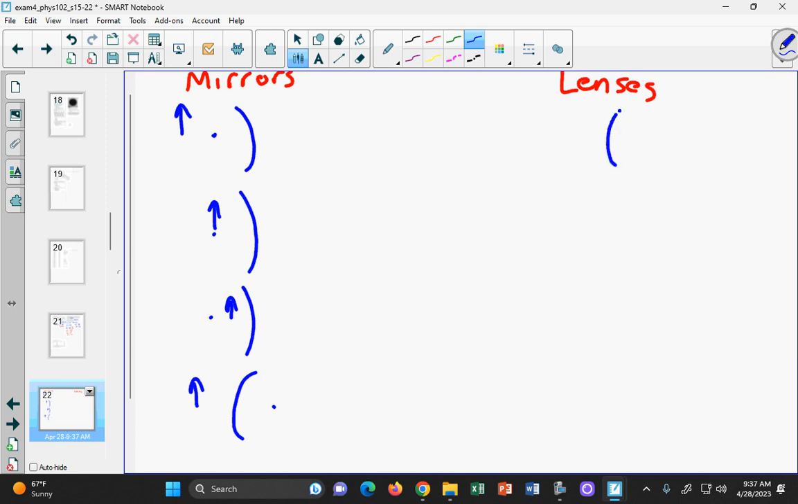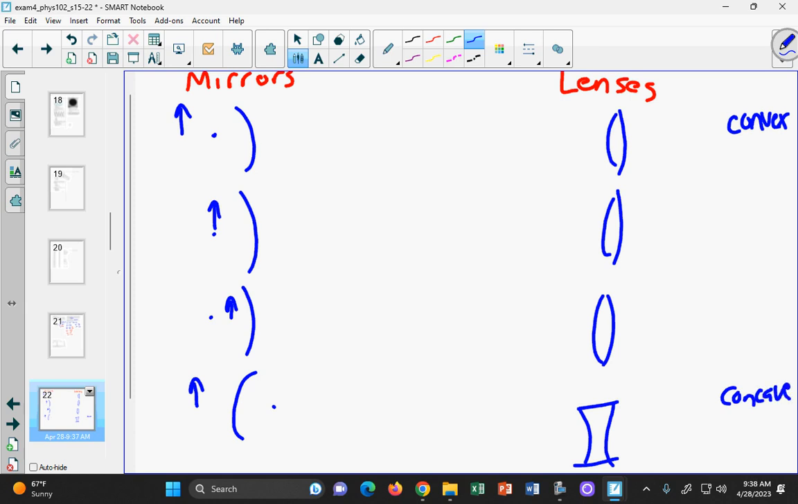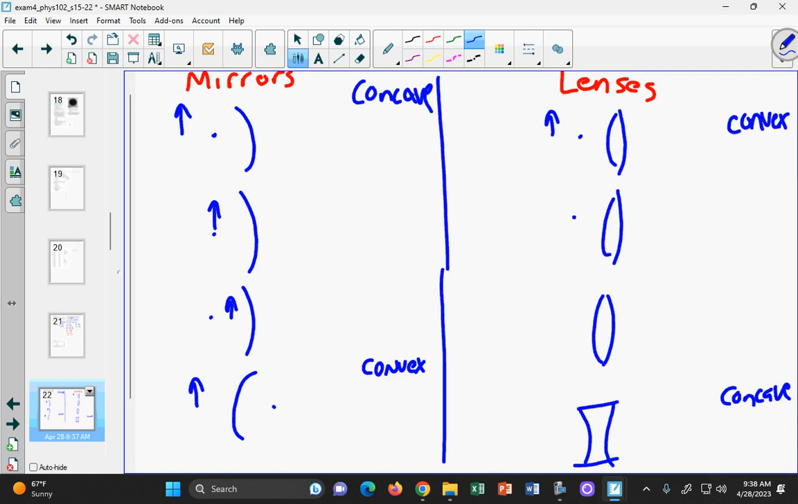For lenses, similarly, I have convex lenses. These are all called convex. And then concave. These, by the way, for mirrors, are called concave. And then these are convex. For lenses, I can be outside the focal point, at the focal point, or inside the focal point. And for the concave lens, it doesn't matter where I am with regards to the focal point. So those are all my objects.